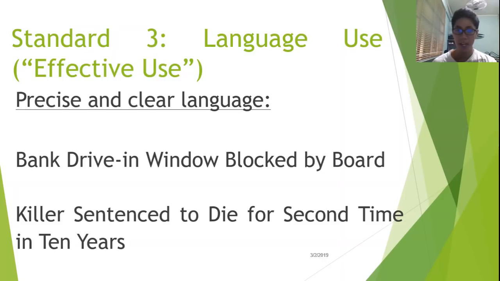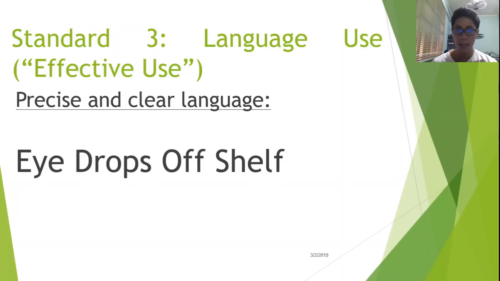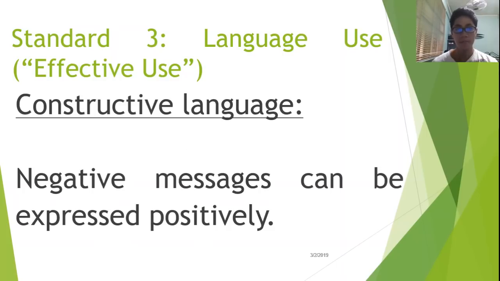Killer sentenced to die for a second time in 10 years. Is this a fulfillment of the prophecy in the Bible? The resurrection of the dead? No. Killer sentenced twice, maybe, is the meaning. And lastly, eye drops off shelf. Eyeballs falling off a shelf? I think that's not what it's trying to imply. Maybe it points to the liquid used to cure irritated eyes. Eye drops.